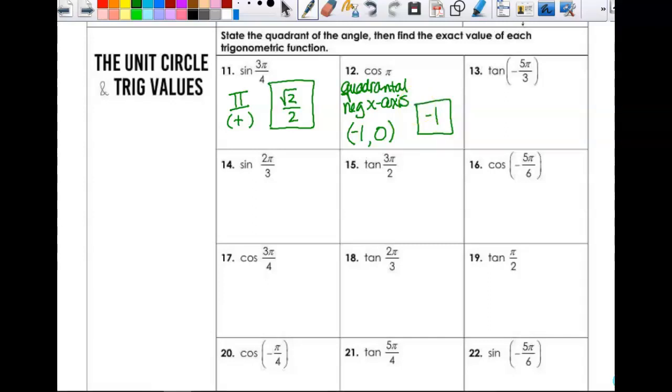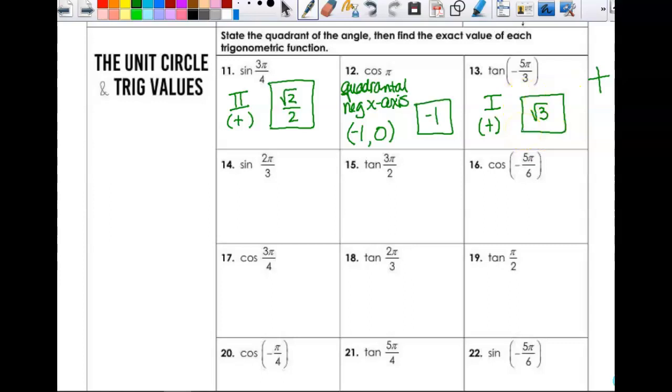Tangent of negative 5 pi thirds. What quadrant is that in? All right, it's negative, right? So if I start here, this is negative 3 pi thirds, 4 pi thirds, 5 pi thirds, because negative 6 pi thirds would get me all the way back to the beginning. So I'm in the first quadrant. In the first quadrant, everything's positive. So I just need the tangent of pi thirds, which is square root of 3.